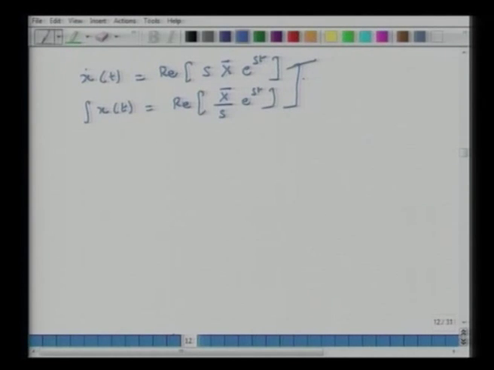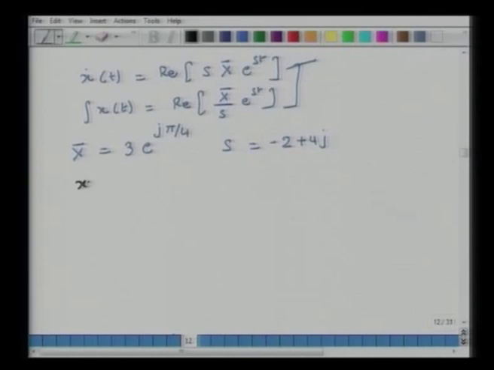If I have to integrate x, all I have to do is divide that by s. So that's all I'm saying. So we'll do an example. Let's say my x bar equals 3 e^(j pi/4) and s equals minus 2 plus 4j.